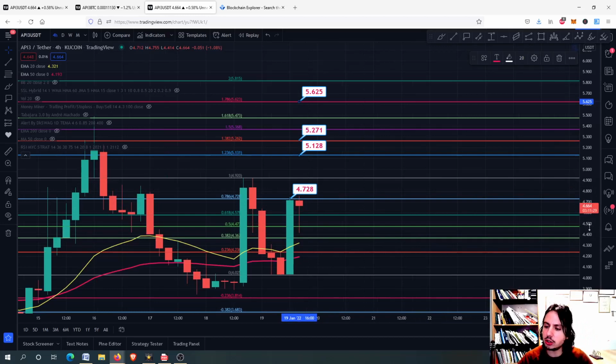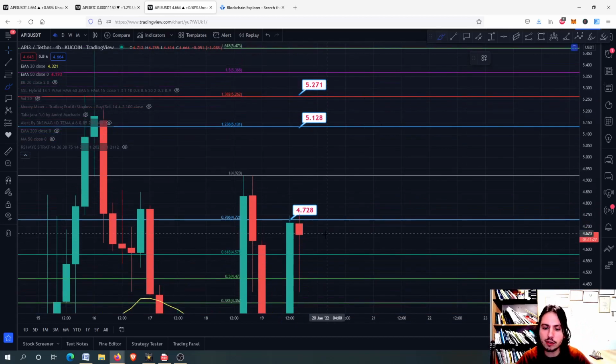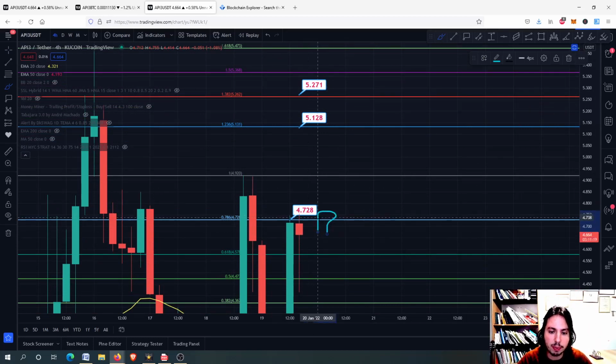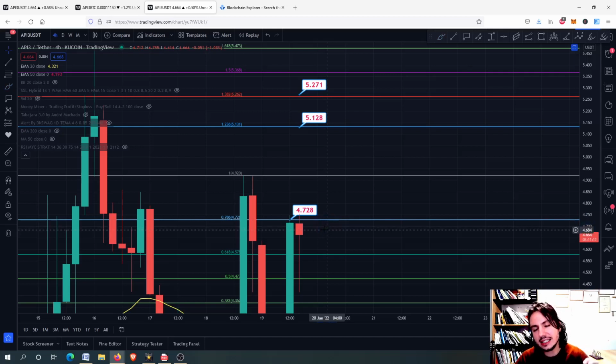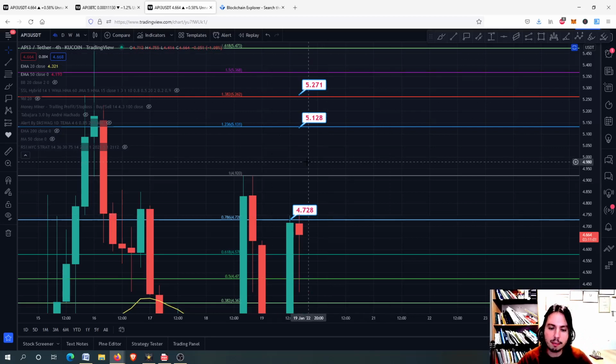And what it means to close above, it means that the body of the candlestick in this 4-hour frame, or in the next 4-hour frames, has to close above. The closing price should be above the 4.728. Not the highest price, but the closing price, it is different. So if we manage to do that, we can even eventually go even higher, and we could possibly be going into the next price targets.